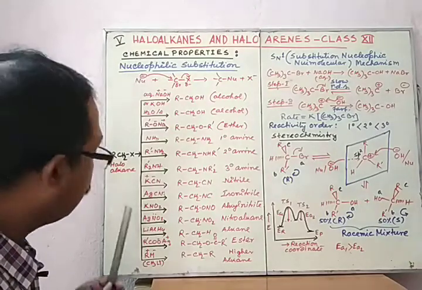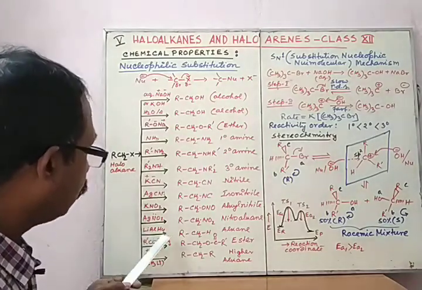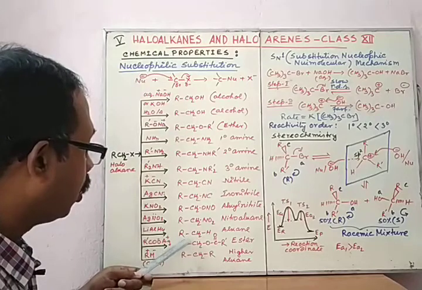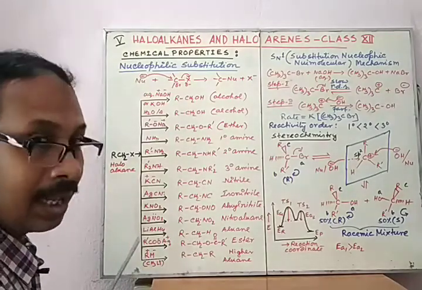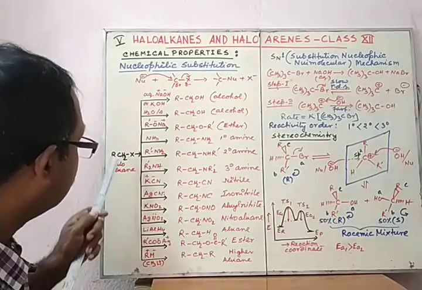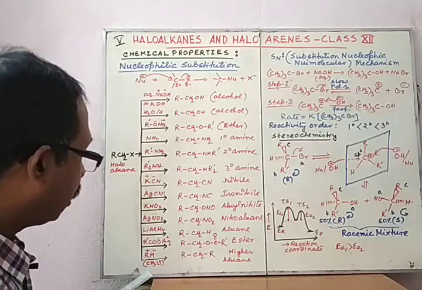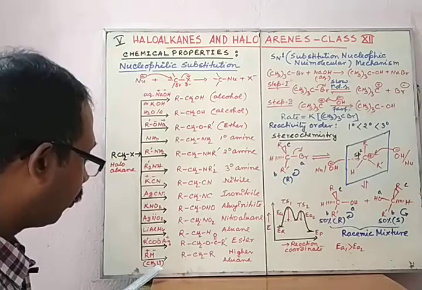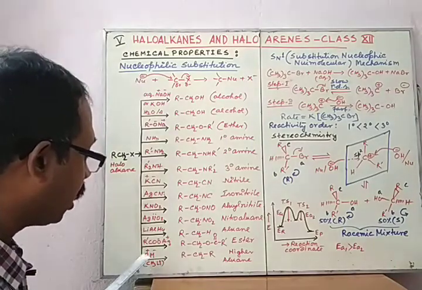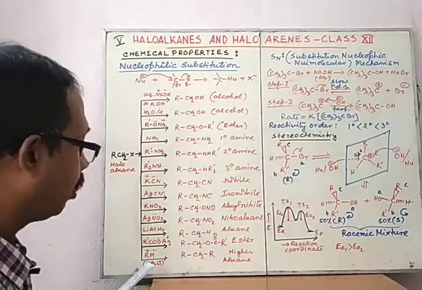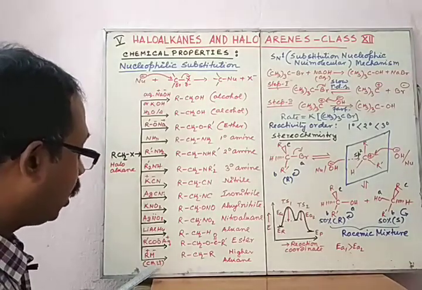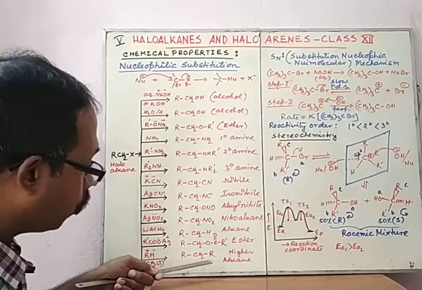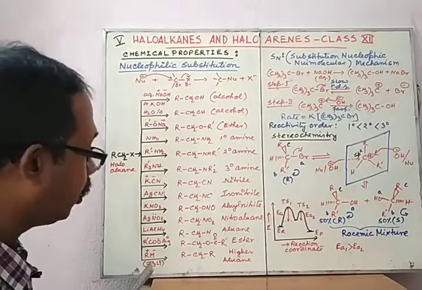Next, reduction of haloalkane can be carried out with lithium aluminum hydride to obtain an alkane. But if we want a higher alkane, then we can react the haloalkane with the metallic alkyl lithium type of alkyl metal compound, an organometallic compound. So here we get a new R group, that means the carbon chain is increasing.